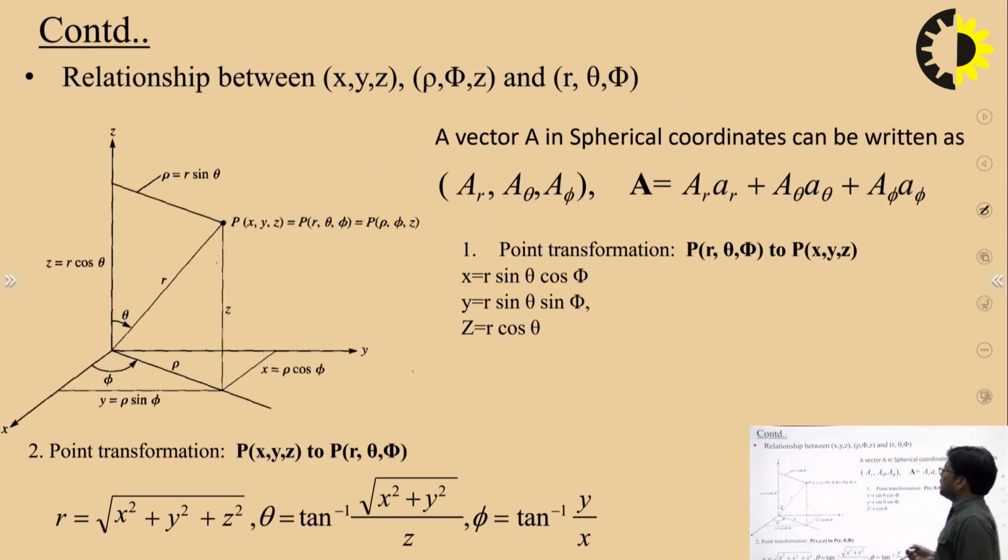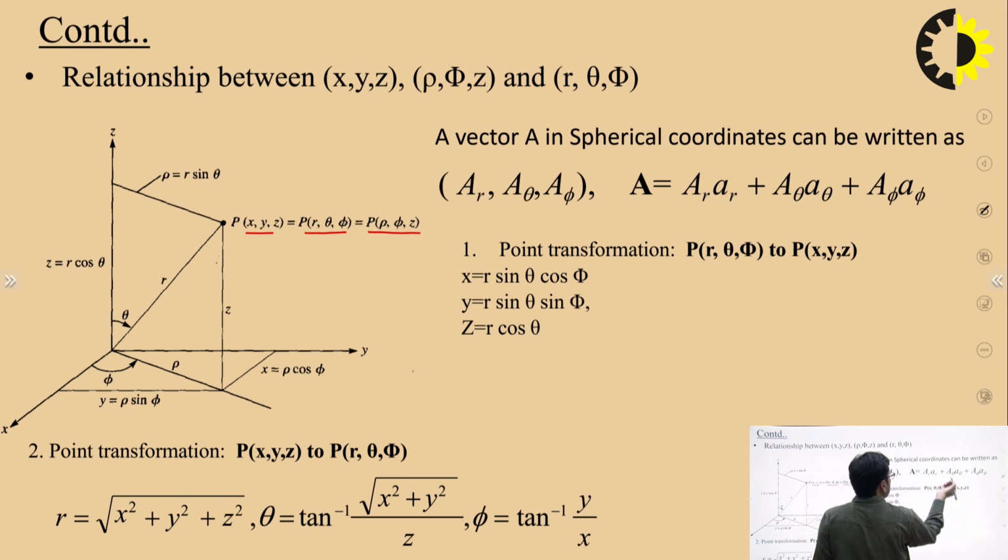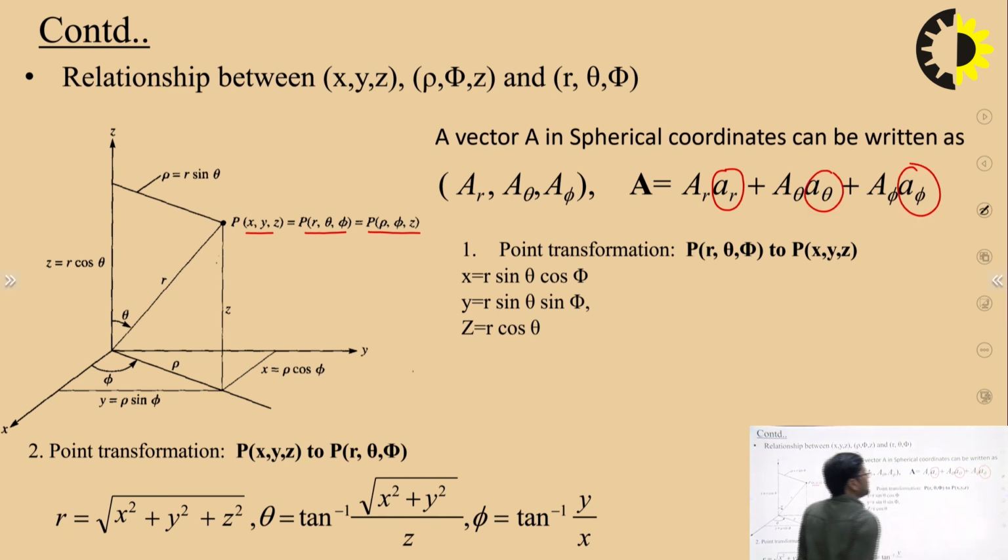The relationship between the spherical coordinate system, cylindrical coordinate system and Cartesian coordinate system, that we can see here. This is the point P in the spherical coordinate system, and this P point you can have in the Cartesian system as P(x, y, z), (r, theta, phi) in the spherical coordinate system, and (rho, phi, z) in the cylindrical coordinate system. So this is the vector that we have in the spherical coordinate system. But how can you understand? Because here I am using the unit vectors a_r, a_theta and a_phi, that's why we can say this vector is given in the spherical coordinate system.